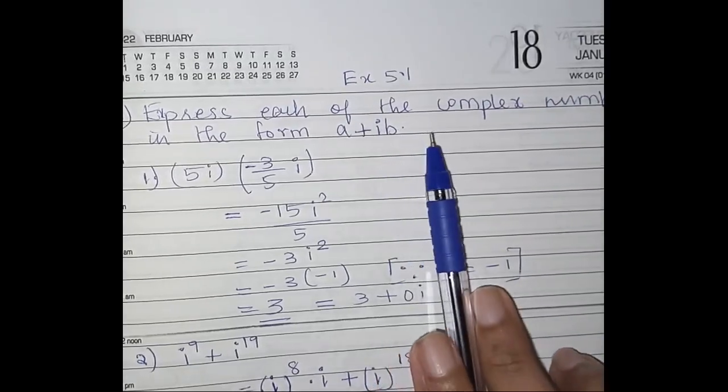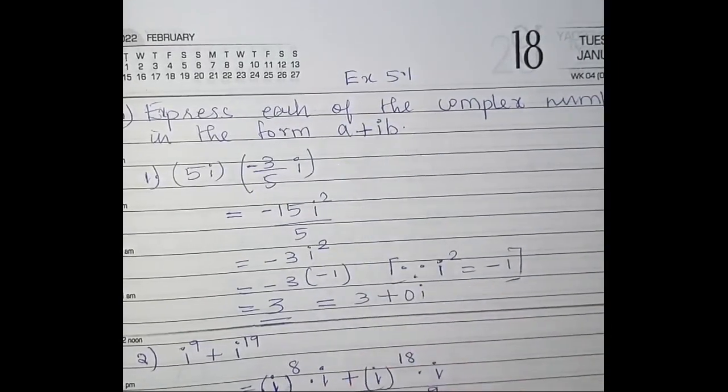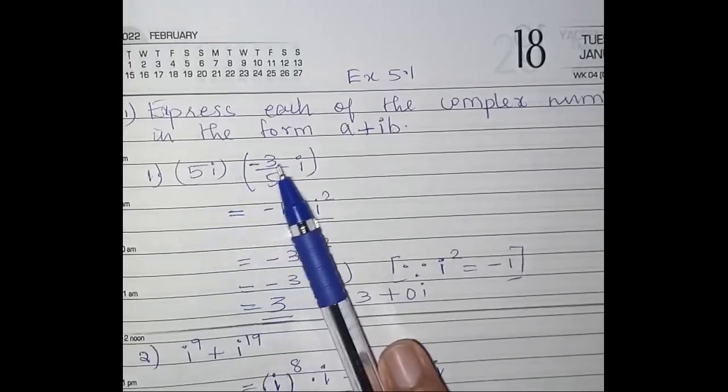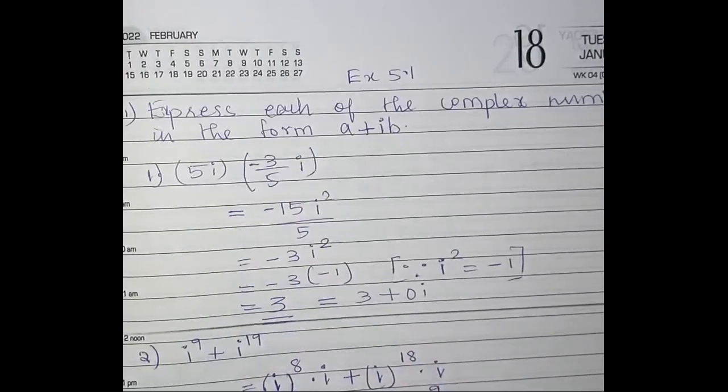Express each of the complex numbers in the form a plus ib. So they have given the questions in different forms. Finally, I have to write it in the form a plus ib. So the first question is 5i into minus 3 by 5i. So how will I solve it?